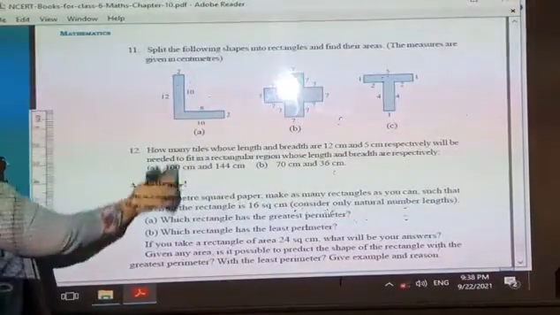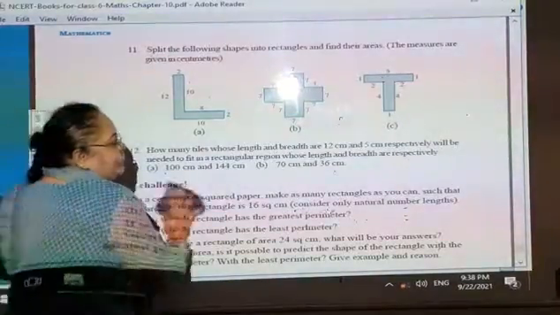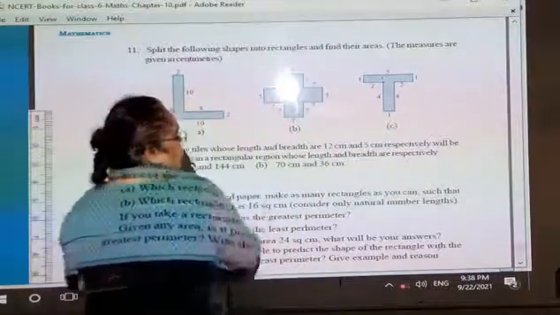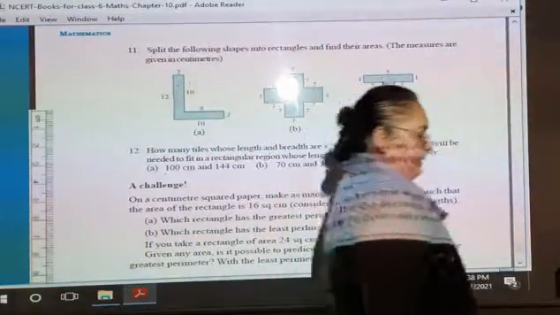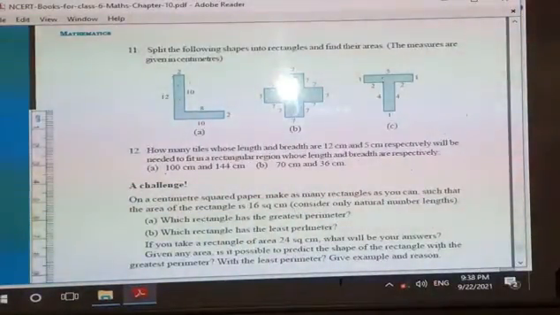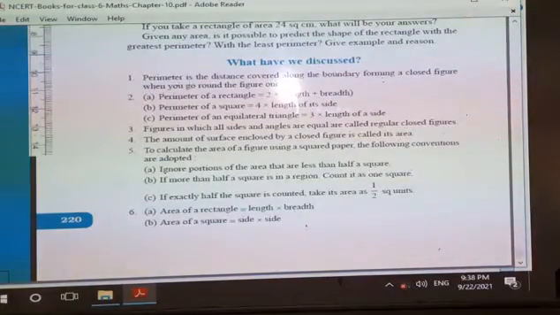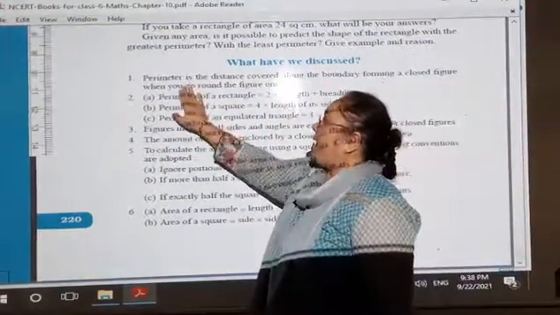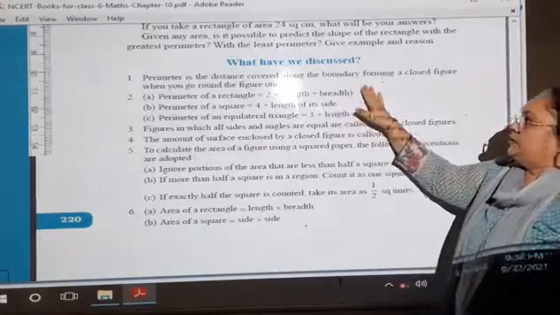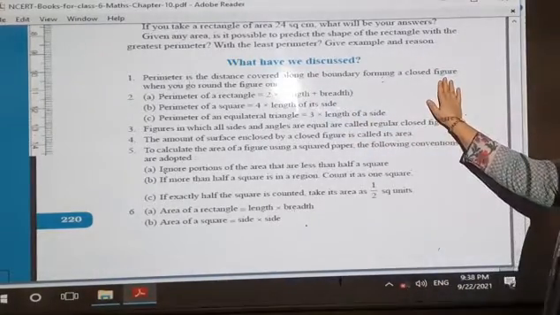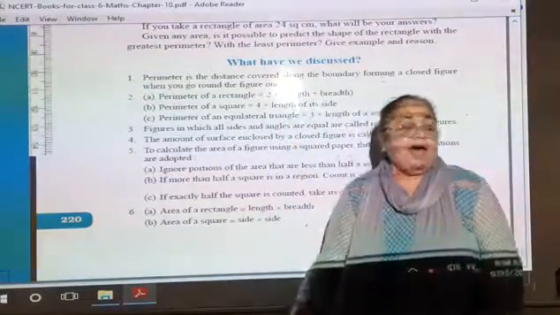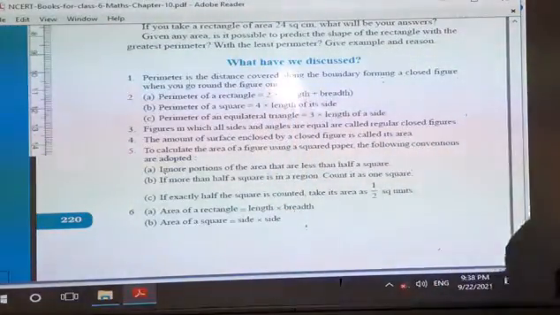So we have completed chapter number 10, mensuration, and let us revise it speedily. तो हम यहाँ पे क्या पढ़े? देखो what we have discussed. Okay, so perimeter is the distance covered along the boundary forming a closed figure when you go round the figure once. That is the concept of perimeter.